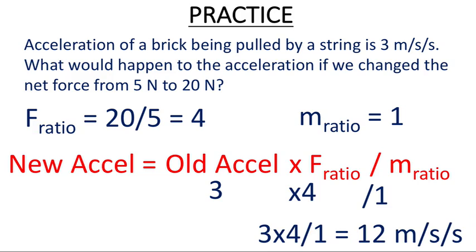Put this together, 3 times 4 divided by 1, and you get the number 12. The new acceleration of the brick will be 12 meters per second per second. Notice, if we compare this to the original, which was 3, that this brick is going to go a lot faster. This shouldn't surprise you because looking at the force values, we are pulling on the brick a lot harder.